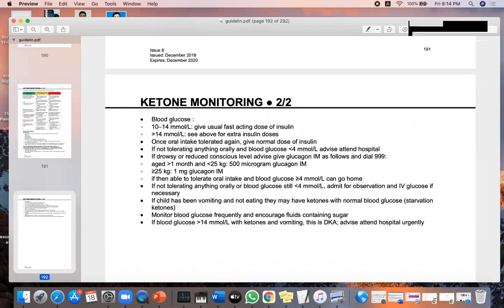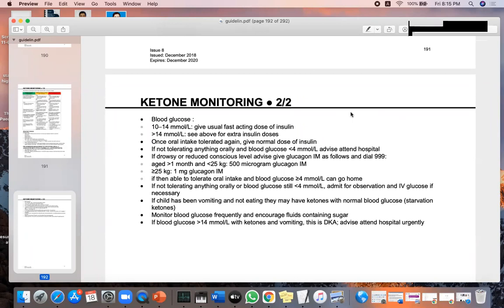If it is 10 to 14, you will give the normal fast-acting dose, usual, normal. Now, what is the normal dose, guys? Usually we give 0.5 to 1 unit per kg per day. In a 10 kg child, we usually give 10 units in total. Among these 10 units, it can be fast acting, intermediate acting, or long acting. That is decided by the diabetic team. That is not our discussion today.